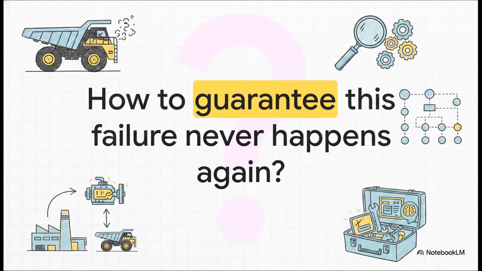Okay, picture this crime scene. A massive Komatsu HD-785-7 haul truck, an absolutely critical piece of heavy machinery, just suffered a sudden, incredibly expensive engine failure right in the middle of a shift. Operations literally grind to a halt.